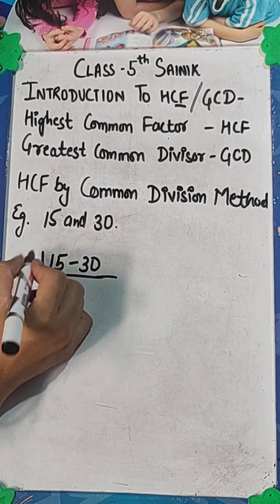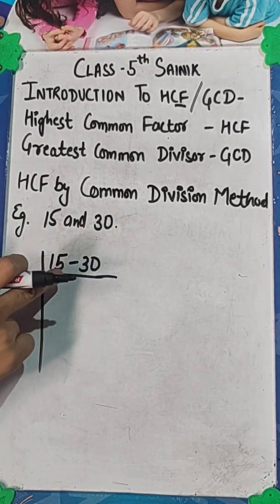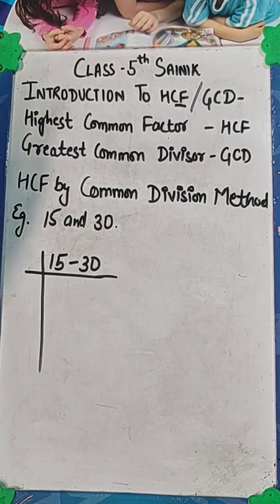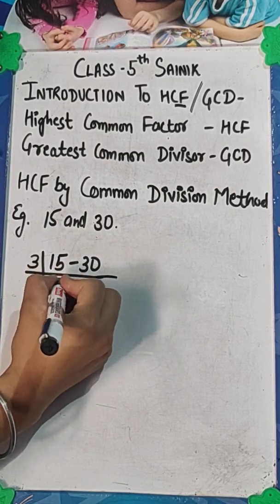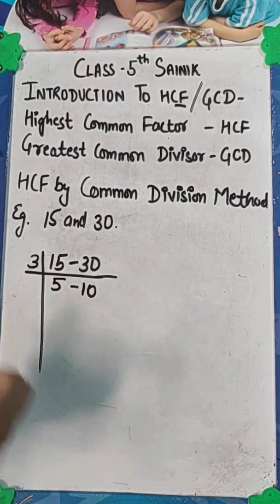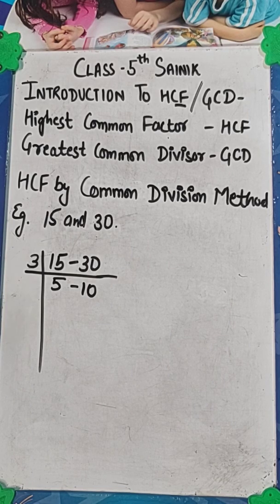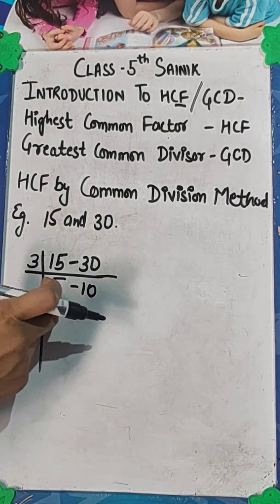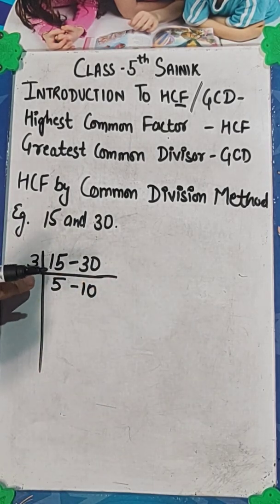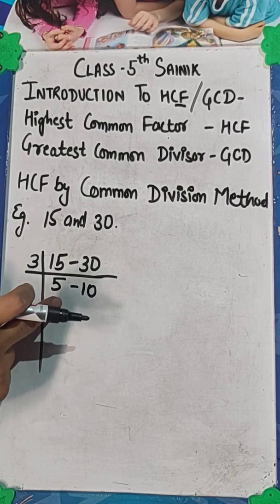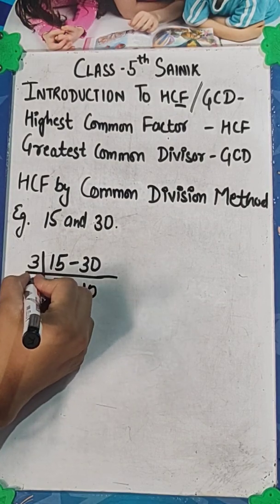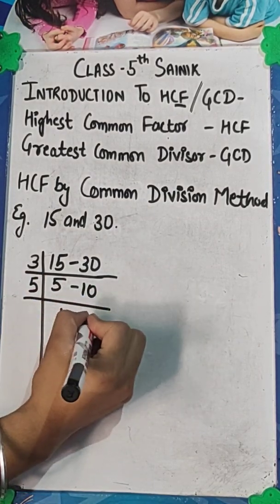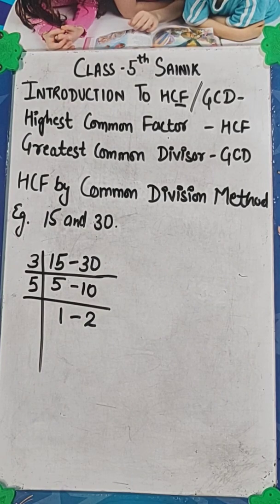So if I take 2 here, 2 divides 30 but 2 does not divide 15. That's why we will not take 2. If I take 3 here, 3 divides 15 as well as 30. After that again you have to take that number which divides both of these, 5 and 10. So if I take 2 here, it divides 10 but it does not divide 5. That's why we will not take 2. If I take 5 here, so 5 ones are 5, 5 twos are 10.